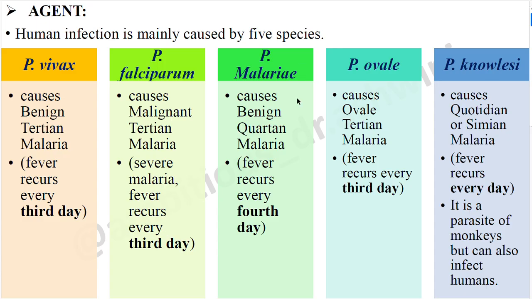Plasmodium malariae. It causes benign quartan malaria. The fever recurs every fourth day. Plasmodium ovale. It causes ovale tertian malaria. The fever recurs every third day. Plasmodium knowlesi. It causes quotidian or simian malaria. The fever recurs every day. It is a parasite of monkeys but can also infect humans.